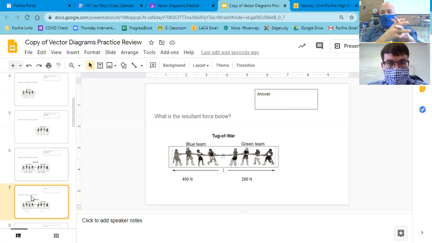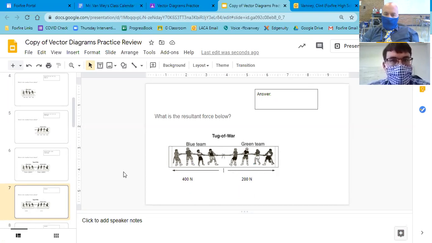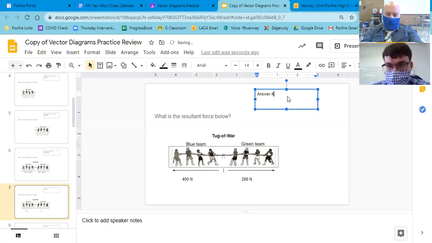Here we have another problem. It's exactly like the last one, just with different amounts. If I have a 400 Newton force this way, and 200 Newton force this way, I know that it's going to be 400 minus 200. Okay? 400 newtons minus 200 newtons. And then I'm going to have 200 newtons left over.